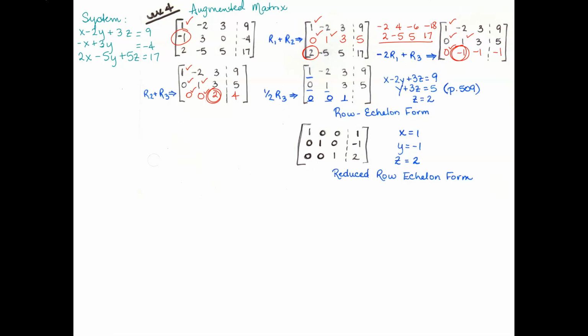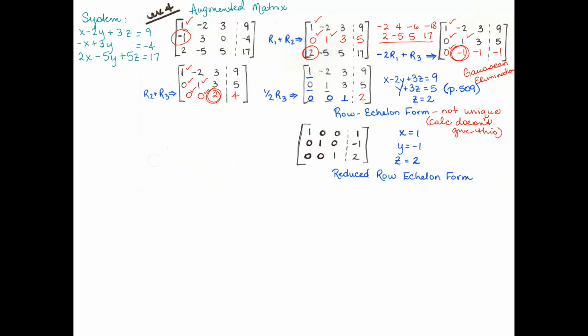So half of 0 is 0. Half of 0 is 0. Half of 2 is 1. There's that 1 we were looking for. And then half of 4 is 2. So now we have that in row echelon form. If I found the system that went with that augmented matrix, it would be z is equal to 2, right? 0x plus 0y plus 1z equals 2. So z is equal to 2.